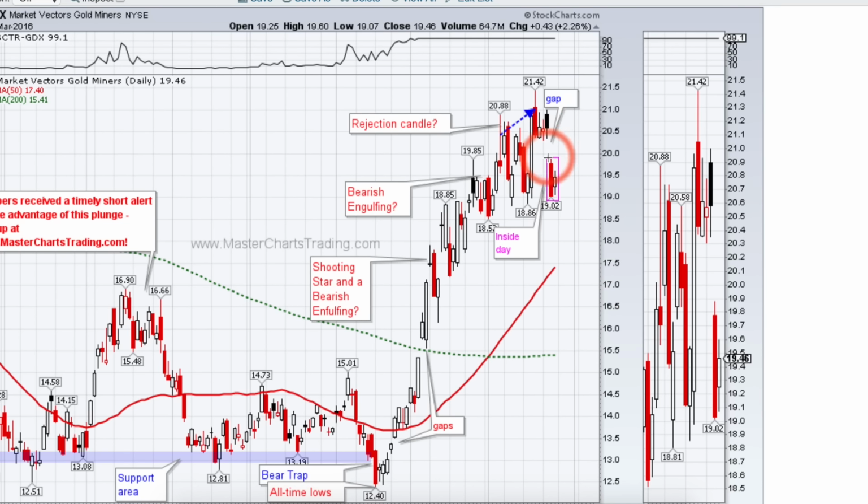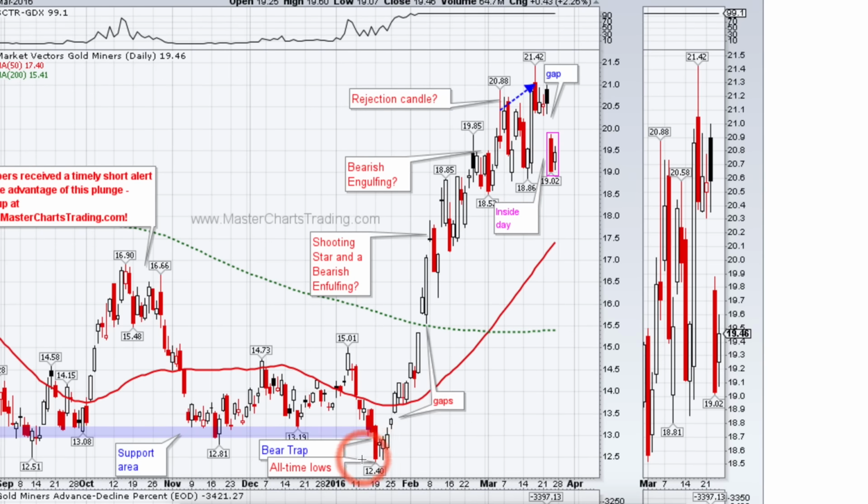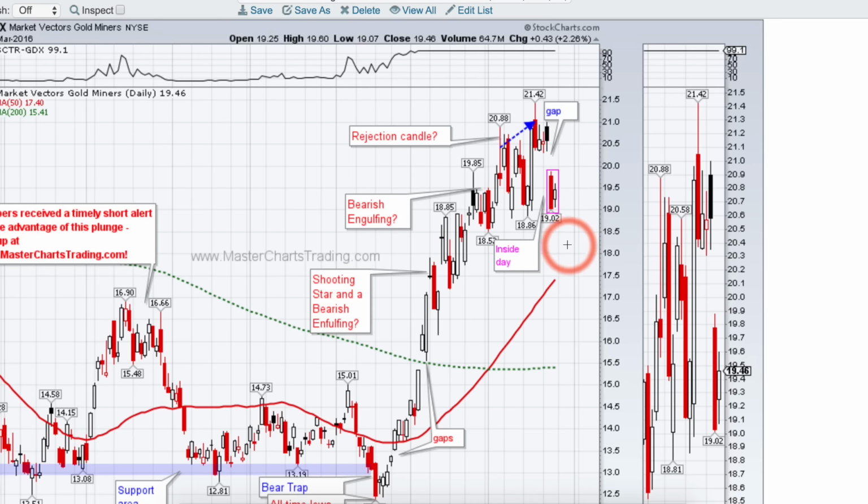There are also gaps, so we can see either a gap fill to the top, or alternatively we could see a gap fill to the bottom. There are gaps here around 15.50 or so, and then there is another gap here and actually another gap right there at $13. Now if we fall back all the way down to $13, I think this breakout would have failed by then, because these are all-time lows. Hasn't happened yet, and we'll see if it fails or not.